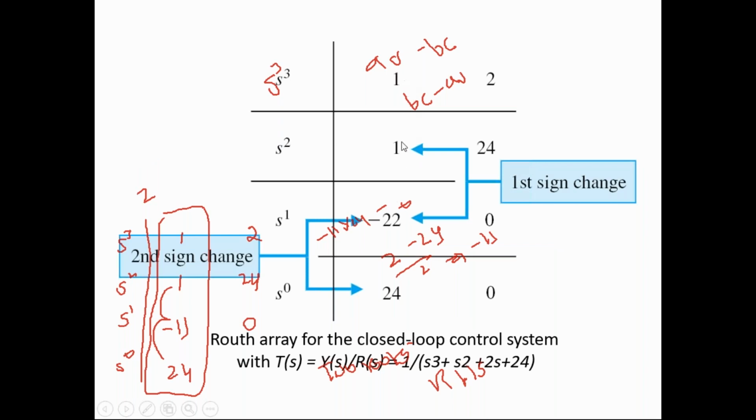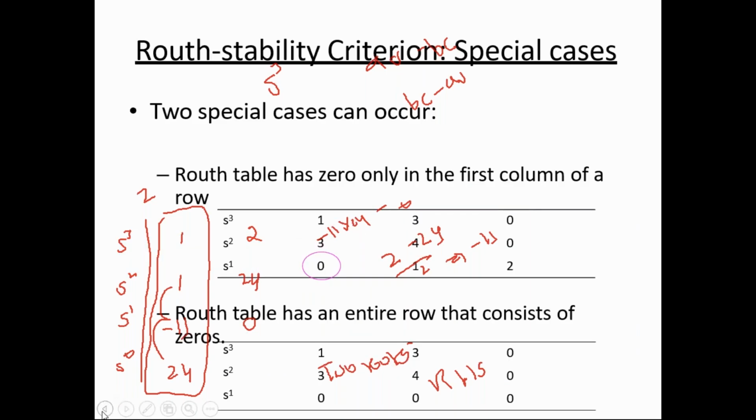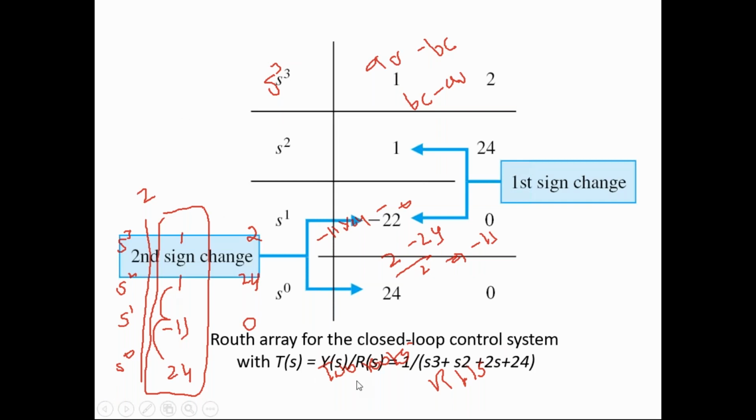Right, see here. 1, minus 22 and 24. So there are 2 sign changes. From 1 to minus 22, one time, then minus 22 to minus 24. See, the Routh array for a closed loop control system: first sign change, second sign change, and the output is this one. So you have to write like this: it is an unstable system, and in this given problem there are 2 sign changes. Due to that, 2 roots are lying on the right half of the S plane. That is the result you have to write.